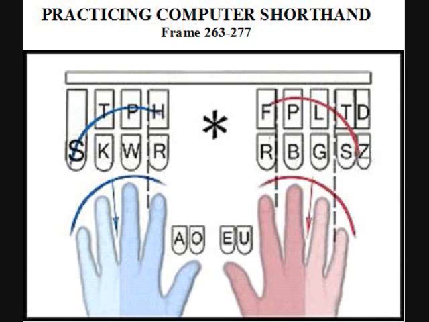Okay, frame 271 is AS. Aspirate. Aspire. Assign. Assorted. Assist.